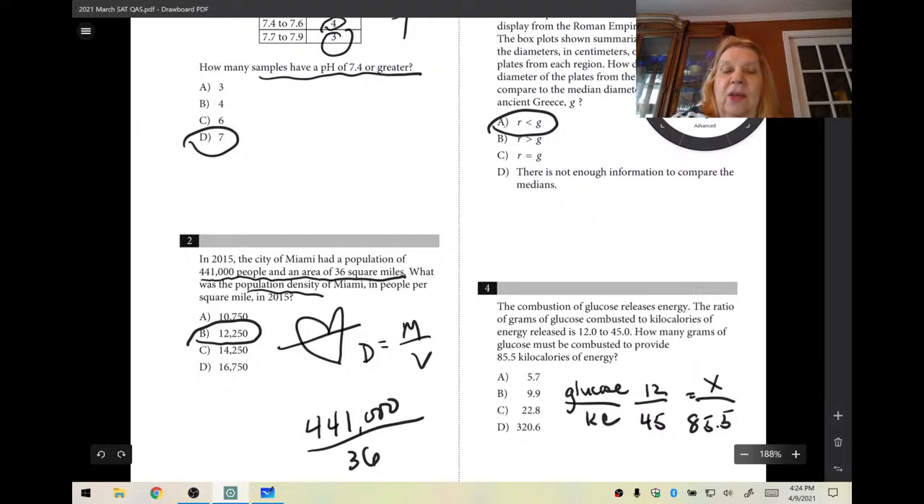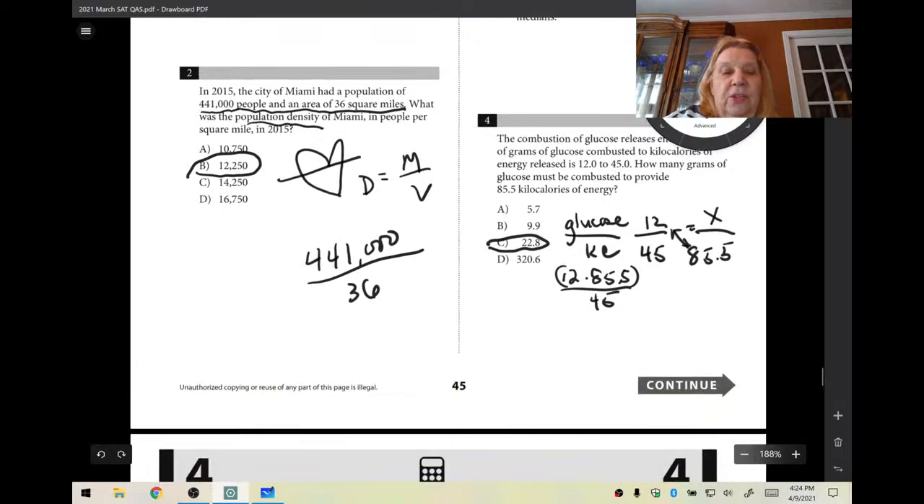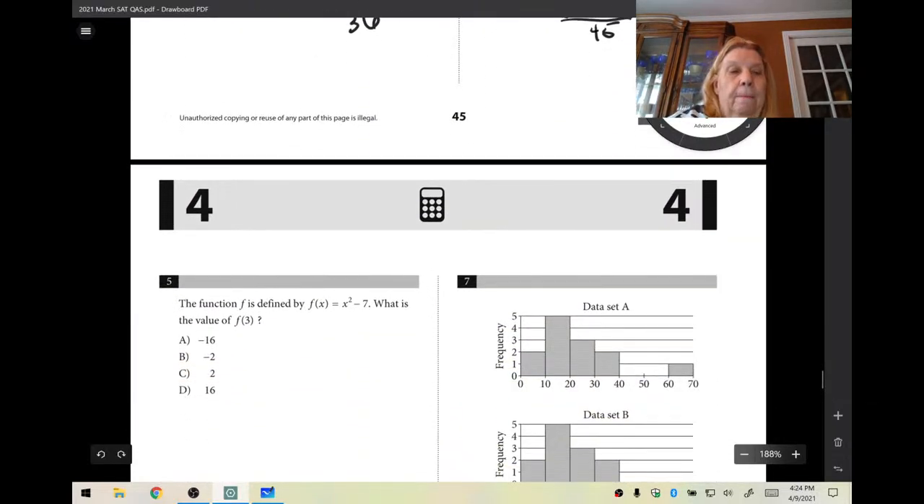So then we're just going to cross multiply. 12, you can use a calculator for this, divided by 45. And when you put that in a calculator, you'll get answer choice C. So far, so good.